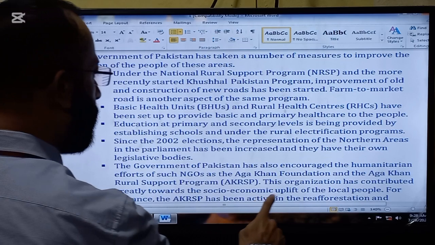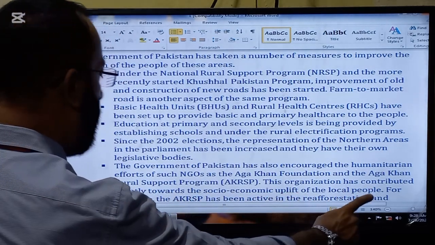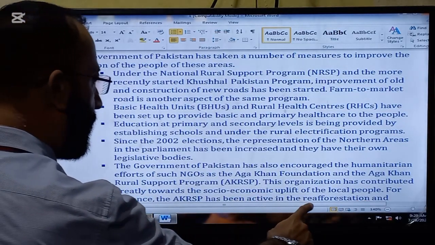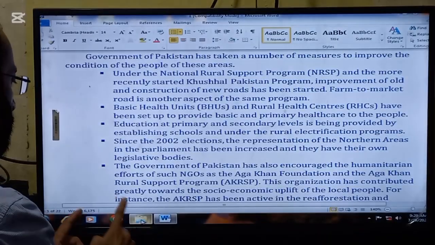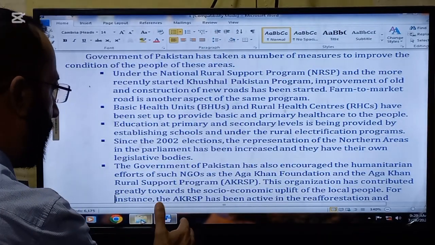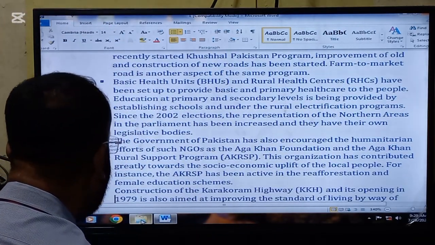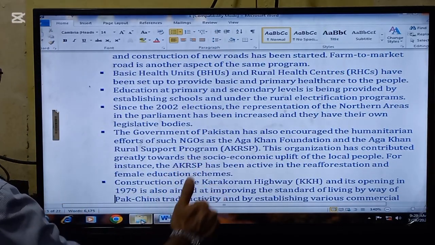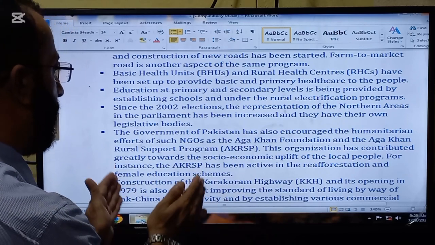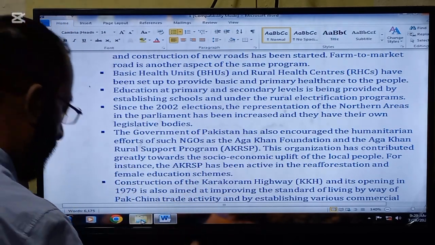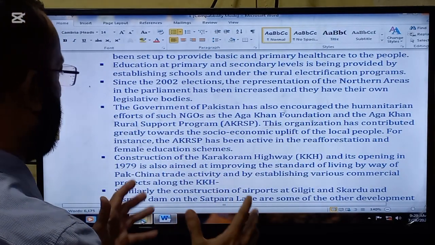The Government of Pakistan has also encouraged the humanitarian efforts of NGOs such as the Aga Khan Foundation and Aga Khan Rural Support Program. This organization has contributed greatly towards the socio-economic uplift of the local people. For instance, the Aga Khan Rural Support Program has been active in reforestation and a female education scheme. So very nice steps taken by the Aga Khan Foundation. Afforestation will help them in their economic condition, and female education will help in the uplift of their living standard and awareness of things.